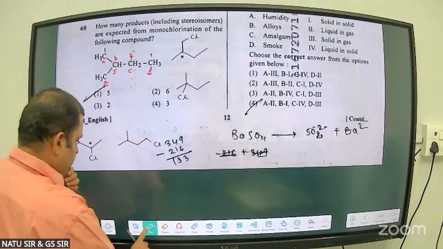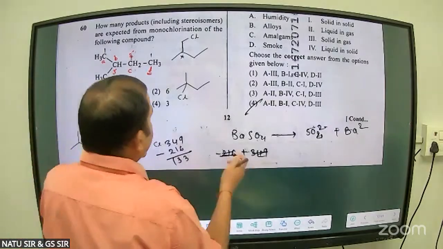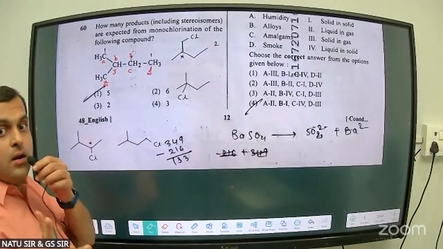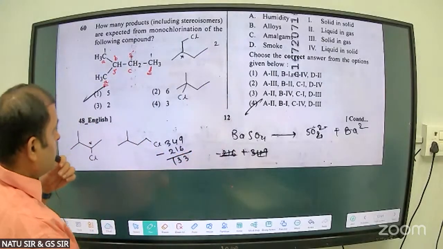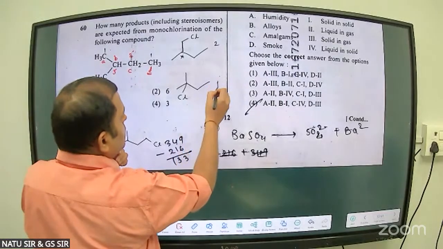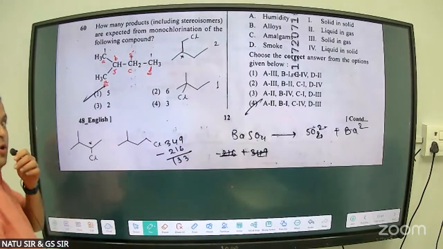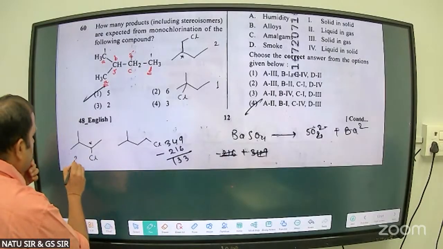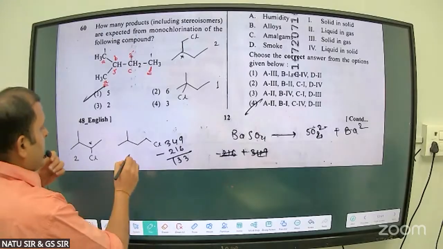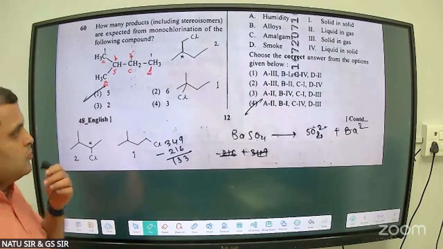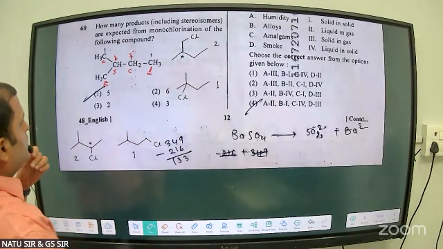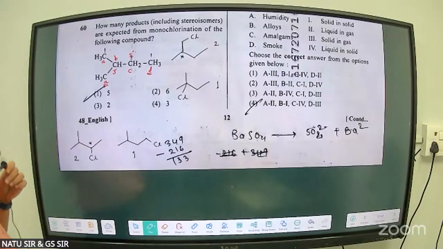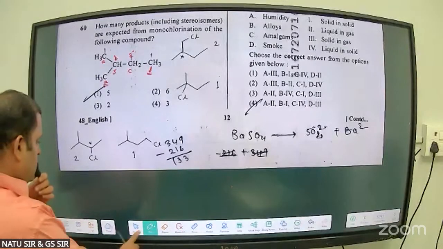So you can see, in first case, there will be 2 enantiomers because there is a chiral carbon. In second one, there will be only one product. In third one, again, because of the presence of a chiral carbon or optically active center, there will be 2 products, 2 enantiomers. And fourth one will again yield only one product. So overall, 2 plus 1 plus 2 plus 1, total 6 products will be obtained. Right? So what answer will come? 2. Okay.